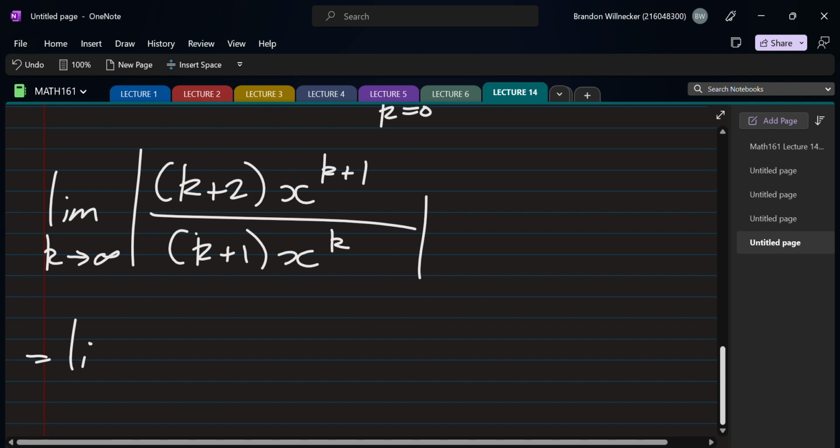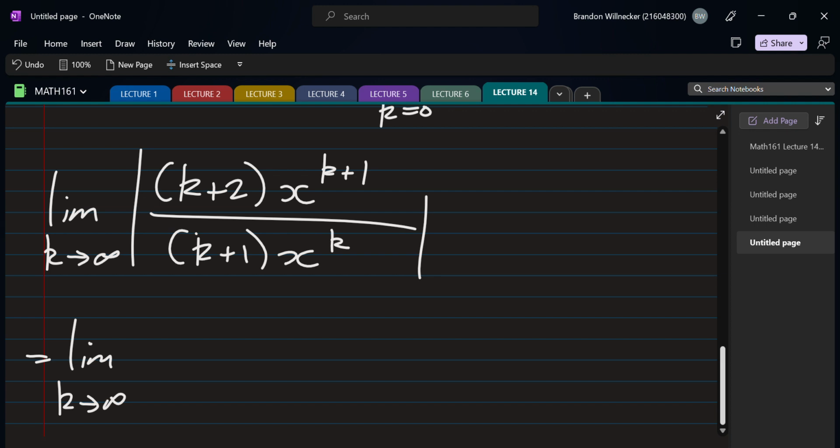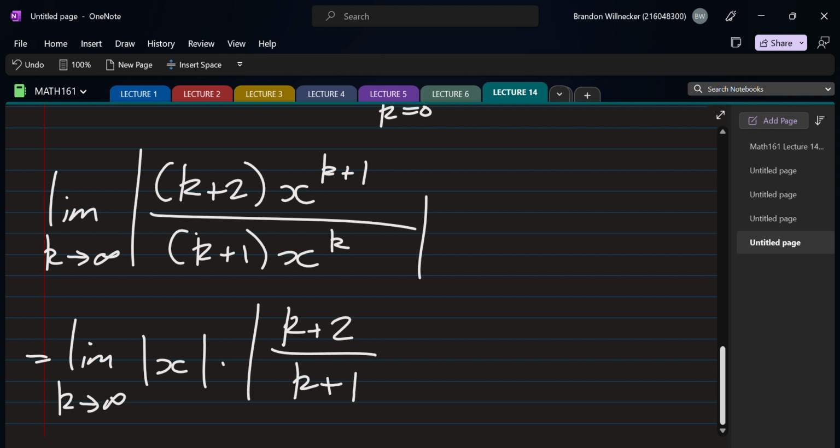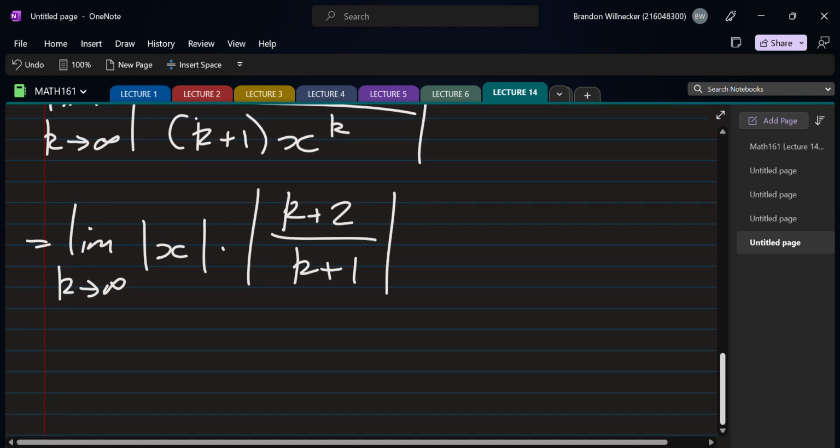Okay, so this one's quite easy to do. We have the limit as k goes to infinity. x to the k plus 1, we can write as x to the k times x. So the x to the k's will cancel. So we can have an x there, and then (k plus 2) over (k plus 1). Okay, we can take the x out.